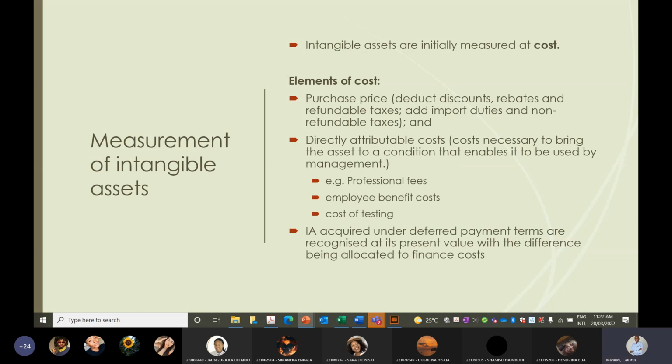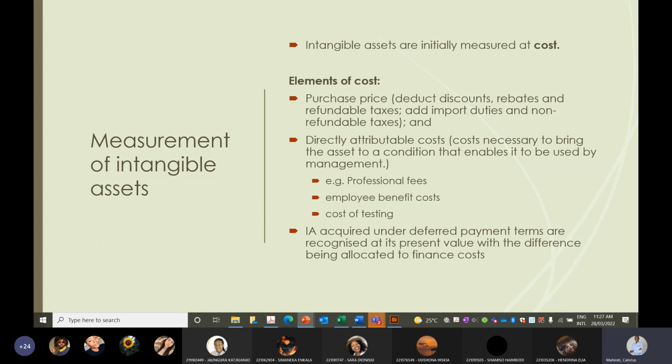Cost of testing. Microsoft, when they're developing Microsoft Teams, would have to test before putting it out to the public, test whether the software is actually working as it should be, isn't it? And they're going to incur cost to do that testing. That cost will be included as part of the cost of the intangible asset.